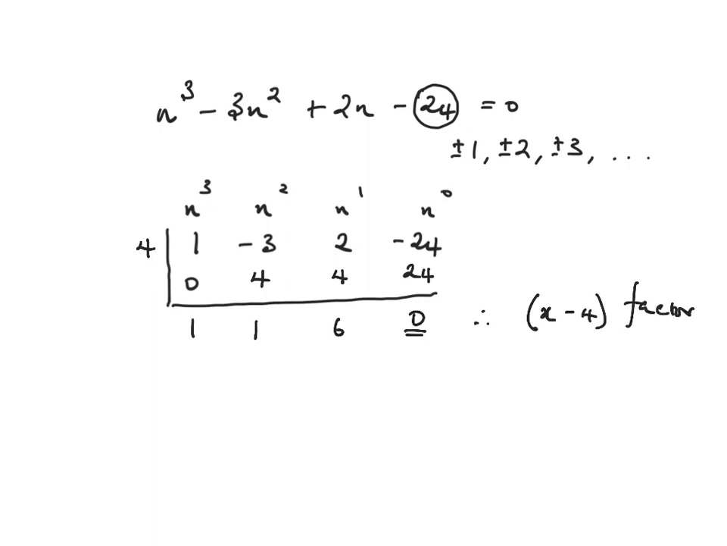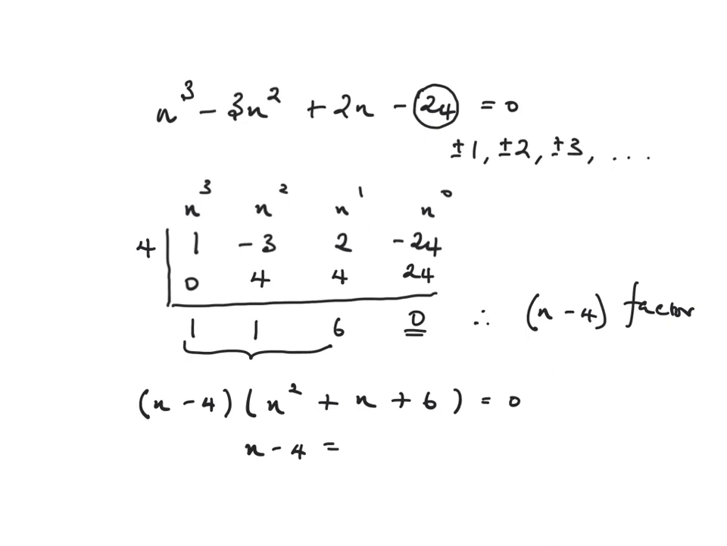Not x, but let's just change that to an n. So we have n minus 4 as the first factor, and then we have the quotient, that gives us n squared plus n plus 6, and that in fact doesn't factorise. So we've only got the one factor. That being the case, n minus 4 equals 0, and n has the value 4.